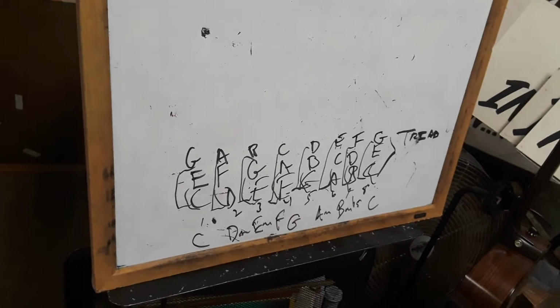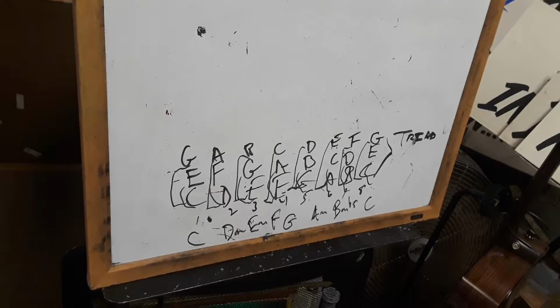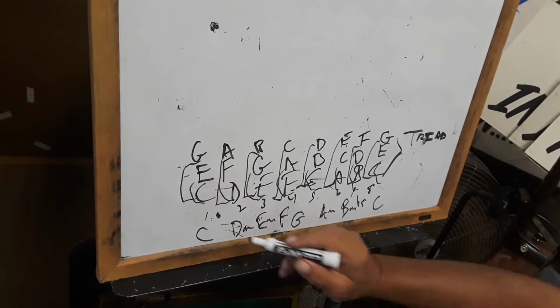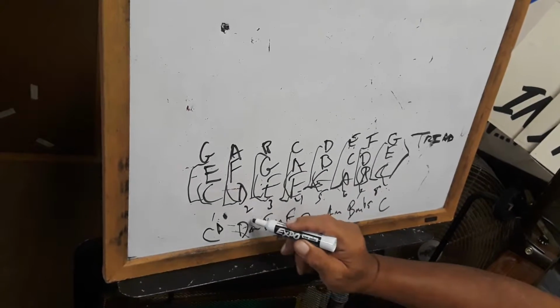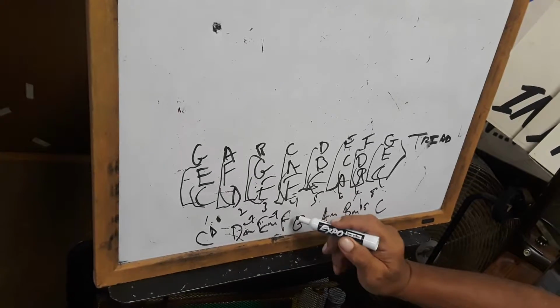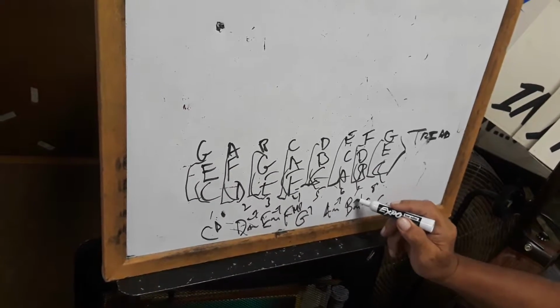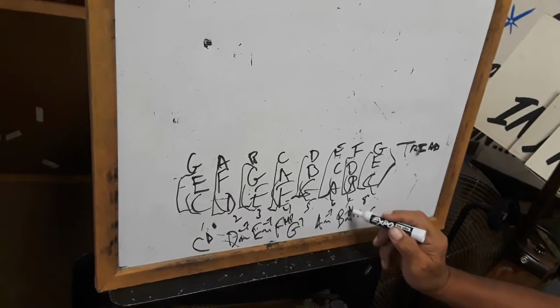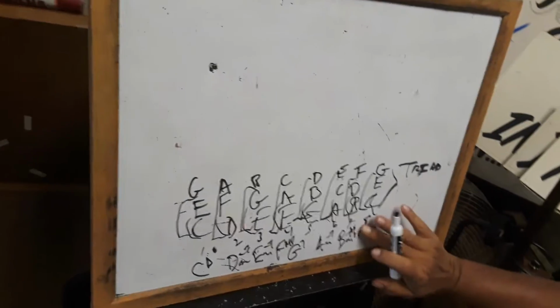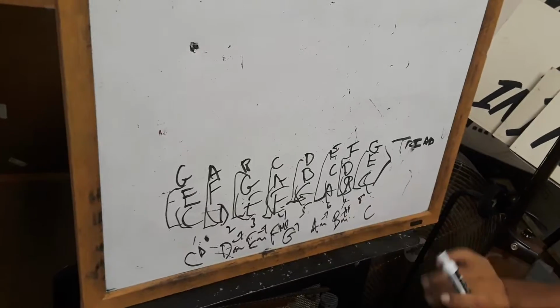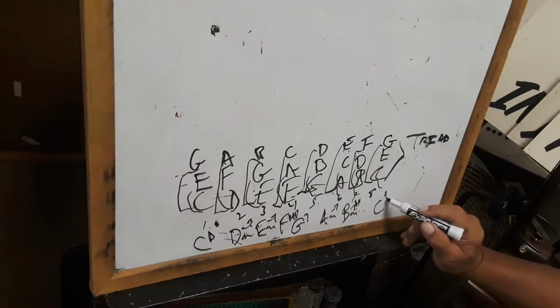That's 3-part harmony. When you go 4-part harmony, this becomes a C major 7, D minor 7, E minor 7, F major 7, G 7, A minor 7, B minor 7 flat 5, and the C major 7.